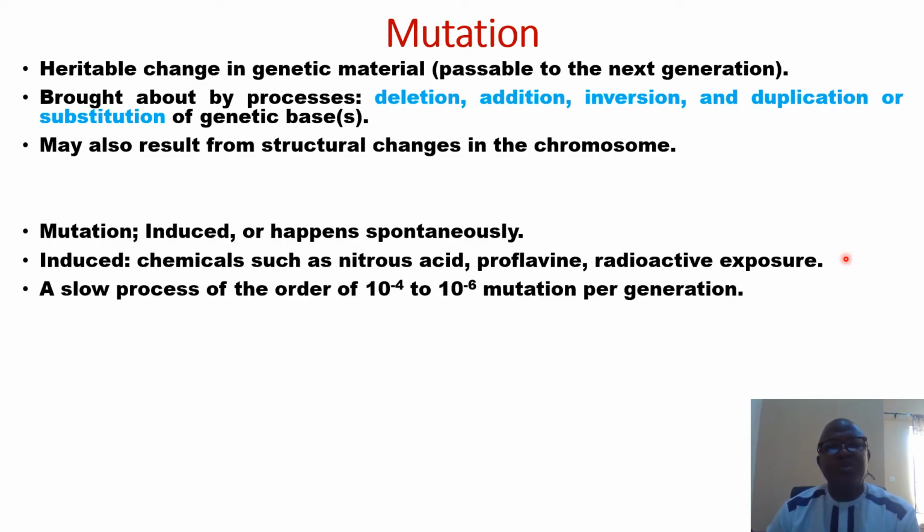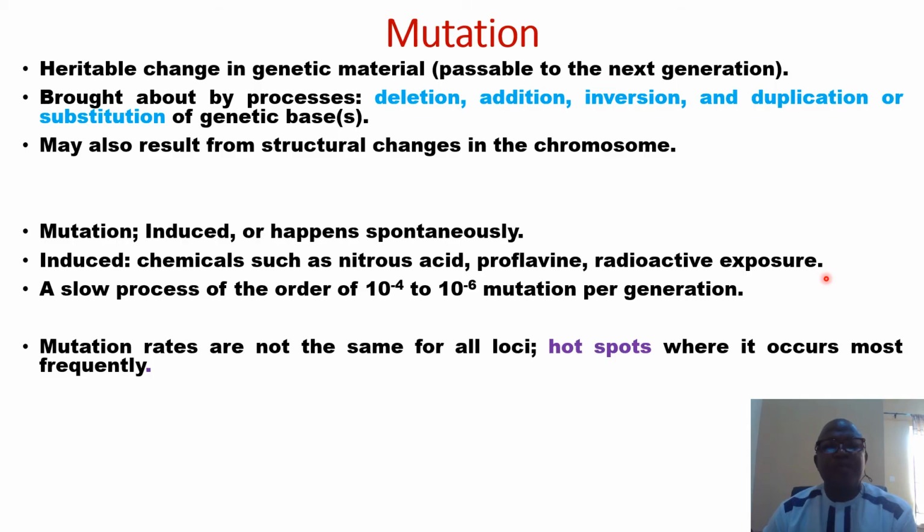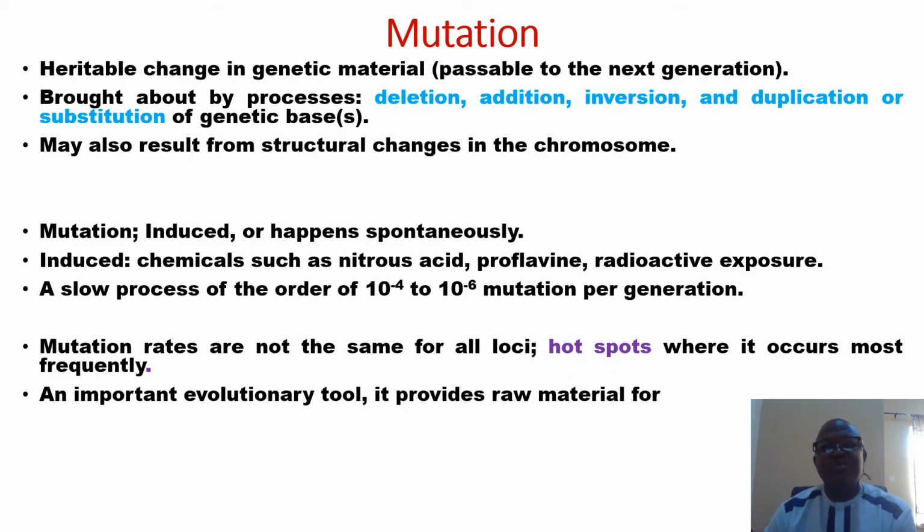Mutation is a very slow process, of the order of 10 raised to minus 5 to 10 raised to minus 6 mutations per generation, which makes it quite a slow process. And where it happens most is usually referred to as the hotspot. That is where it happens most frequently, and it is a very important evolutionary tool. It provides raw materials for natural selection.